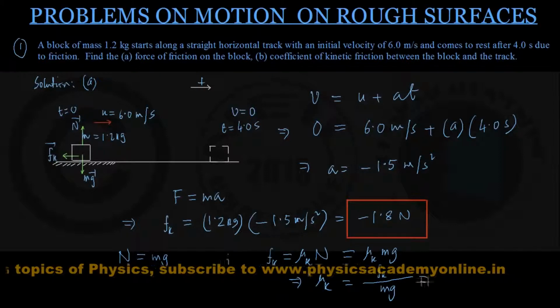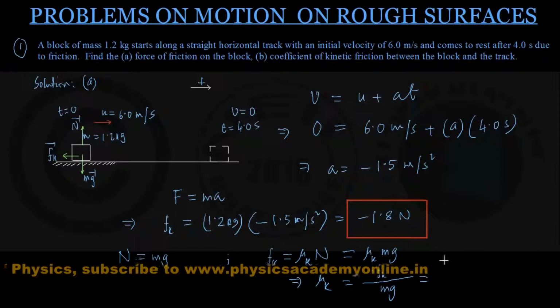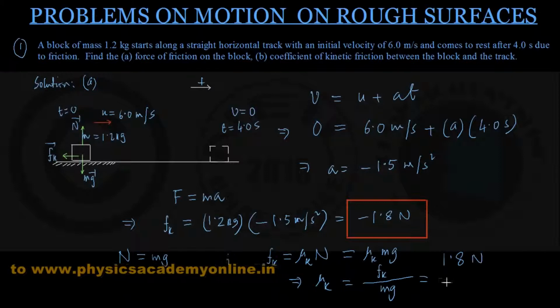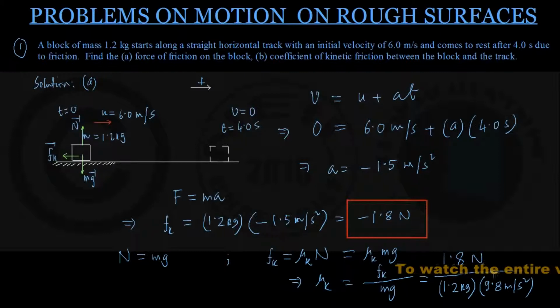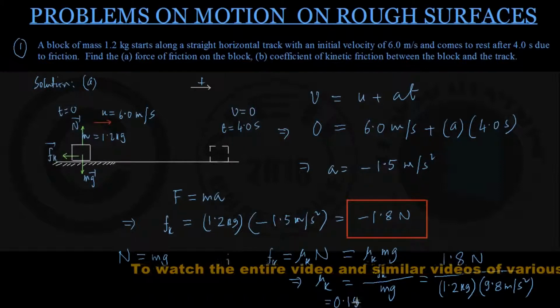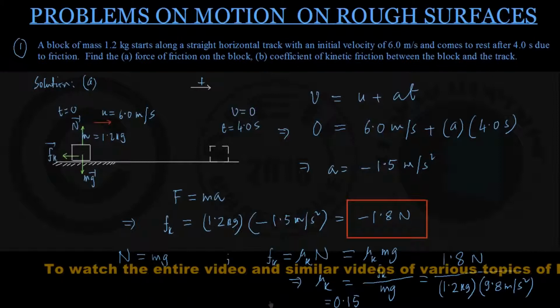We put the values here. Fk has been found to be numerically, that is, we take the magnitude part only, 1.8 Newton. The mass of the block was 1.2 kg, and the value of g is, of course, we take, unless otherwise stated, 9.8 meter per second square. You solve this, calculate it, and show that the value of mu k is coming out to be 0.15. I write this value here, and this is the kinetic frictional coefficient between the block and the track.